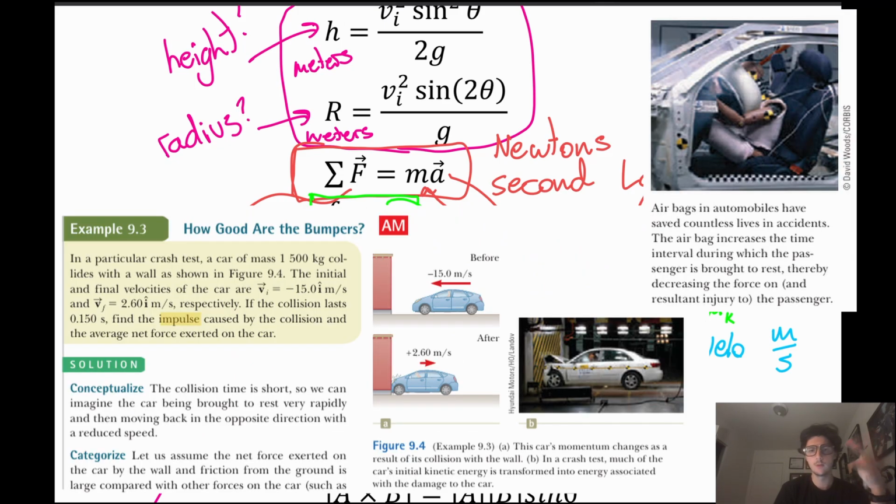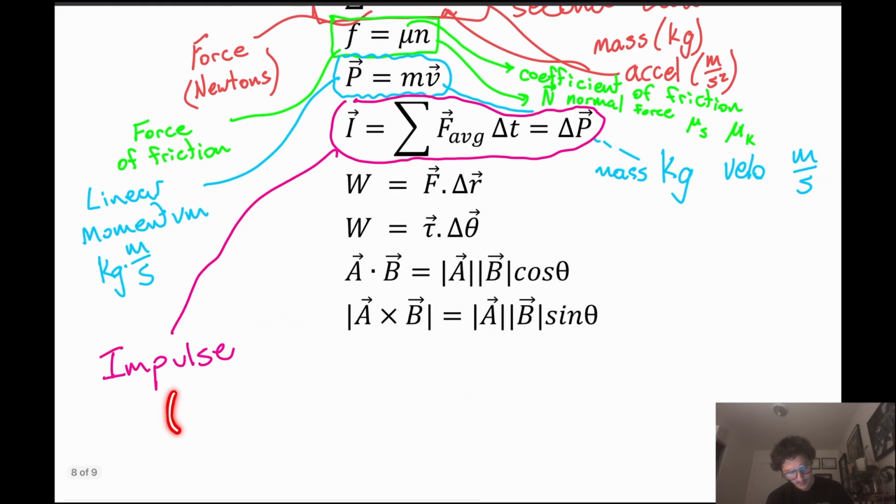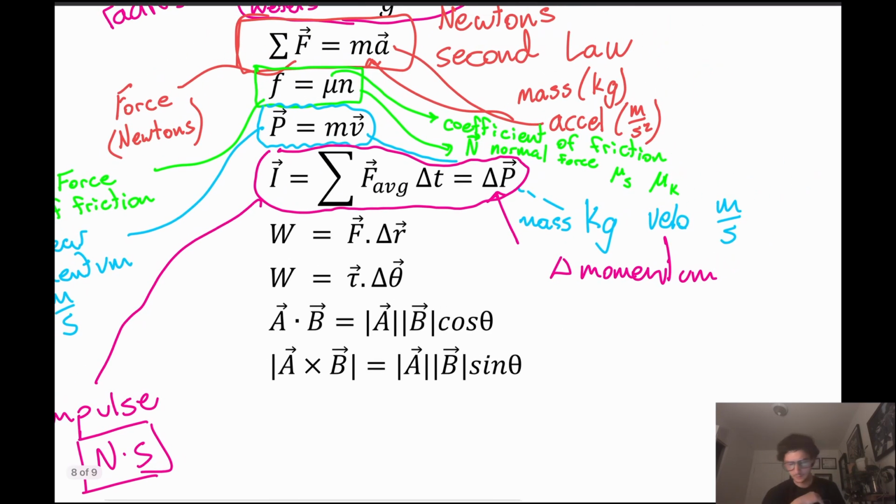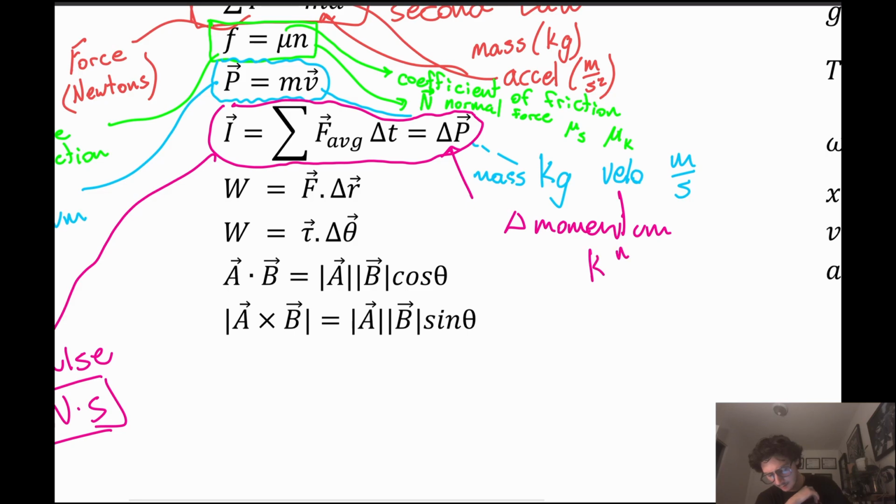So check out this problem. I don't know which chapter impulse is in, but the only important thing here is impulse. What are the units here? Just by looking at the equation, we have a force, which is units of newtons, times time, which is seconds. So newtons times seconds. And they got this delta P over here. This delta P, I think, means change in momentum. And momentum has units of kilogram meters per second.